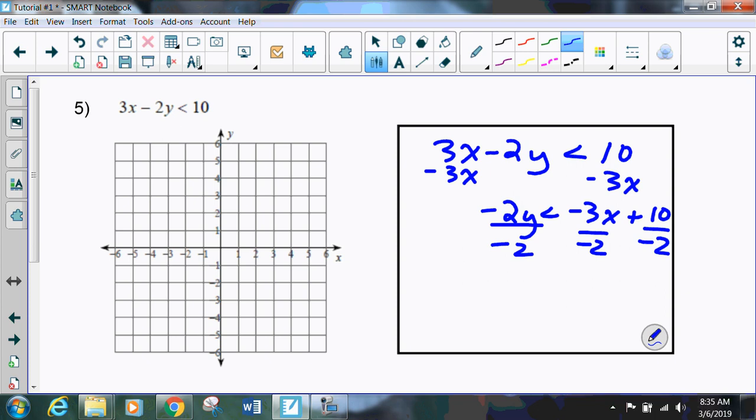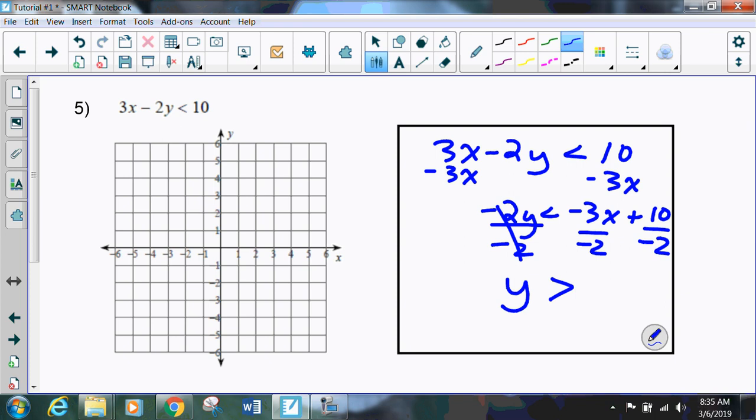Oh no, we're dividing an inequality by a negative number. That means that my inequality sign is going to change. Don't forget that. So we have y is greater than. Now see this -3 over -2? We want to keep our slope as a fraction because fractional slopes are the best. We see the rise, we see the run.